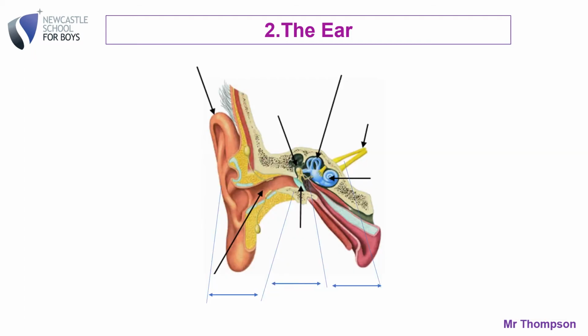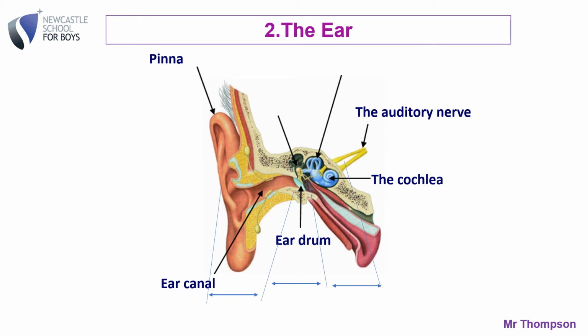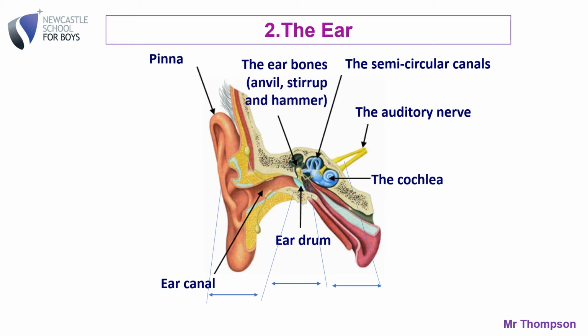Okay, we're now going to label the parts of the ear. On the outside, the ear flap is scientifically known as the pinna. And inside, the tube going into your ear is called the ear canal, and that goes all the way to your eardrum inside your ear, which is a tiny thin piece of skin which vibrates when things make a sound. Inside the ear is the cochlea, you'll learn more about it later, and the auditory nerve, which takes a signal to the brain. There are semicircular canals on this diagram, which are not to do with hearing, but to do with your balance. And the smallest bones in your body are the ear bones, which are the anvil, stirrup, and hammer.